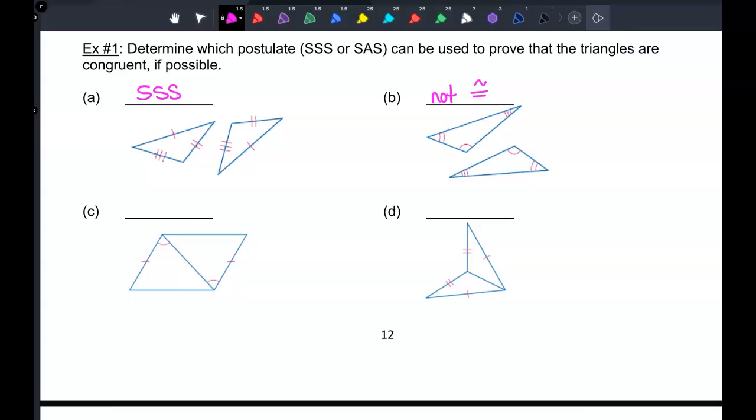Okay. This one we have a side and an angle. They share a side. Reflexive property means they share this side. So if I cover up one of the triangles, that angle is included. If I cover up this one, this angle is included here. So this is side-angle-side.